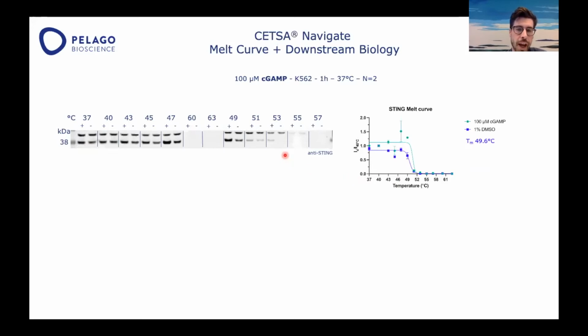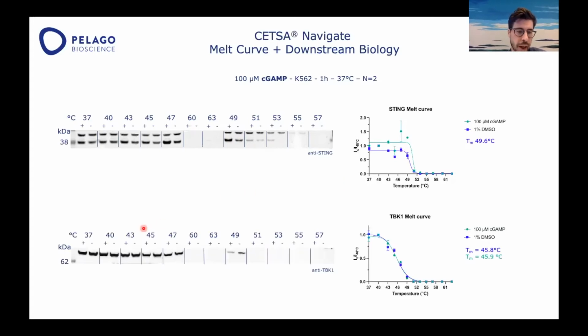If we now have a look at the membrane, at 53 degrees of the vehicle control, we cannot detect STING anymore on the membrane. But if we compare to the compound incubated sample, we can nicely observe a thermal stabilization of STING, which is nicely reflected here in the quantification. Then if we look at one of the interaction partners, TBK1, we see virtually no difference, which is also exemplified here by almost completely overlaying curves in the quantification and almost the same melting temperature.